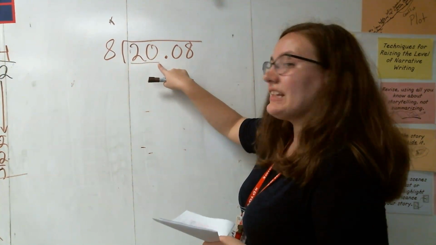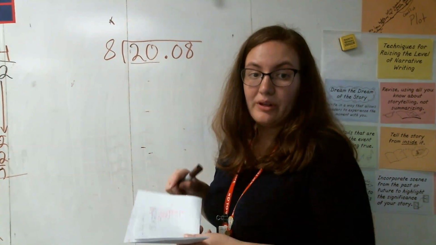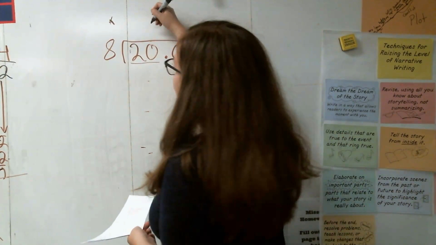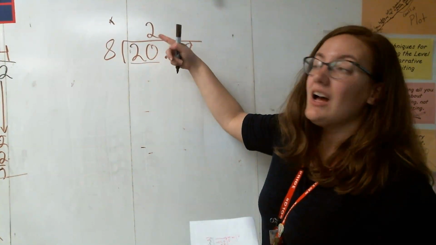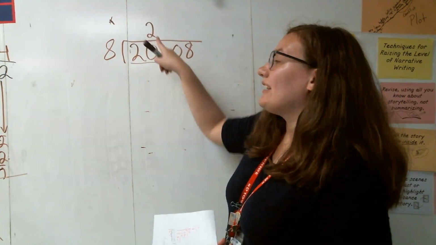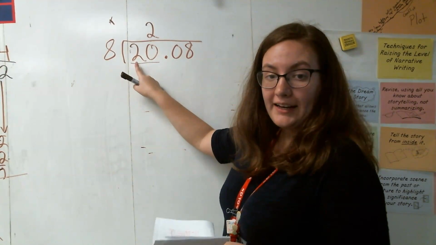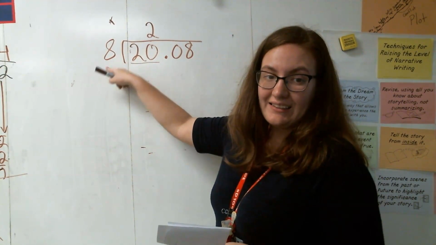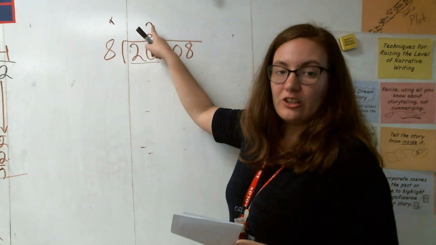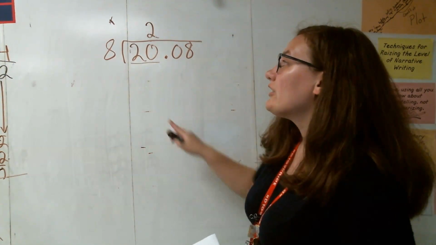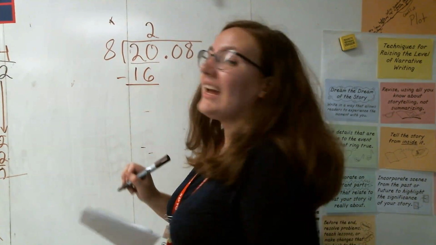I take this all together now, and I think about, well, 8 times what is close to 20? Well, I could do 8 times 2, because 8 times 2 is 16. But notice where I wrote my number, my answer. I wrote it above the place value that I'm trying to get into. I'm not trying to fit 8 2 times into 2, because that wouldn't make any sense. I am trying to fit 8 2 times into 20, so I make sure that I put my answer directly above that number. So then I figure out 8 times 2 is 16, and now I can subtract.